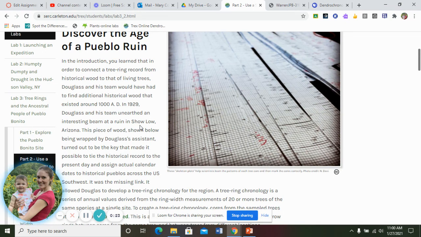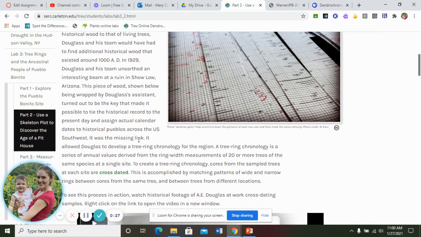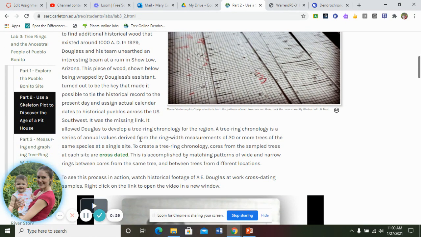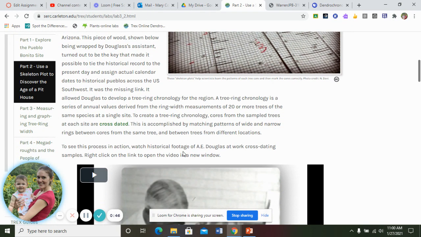In 1921, Douglas and his team unearthed an interesting beam in a ruin at Show Low, Arizona. This piece of wood shown below, being wrapped by Douglas's assistant, turned out to be a key that made it possible to tie the historical record to the present day and assign actual calendar dates to historical pueblos across the U.S. Southwest. It was the missing link. It allowed Douglas to develop a tree ring chronology for the region.